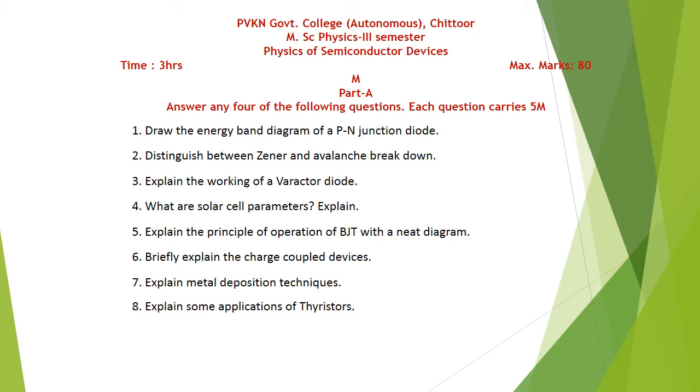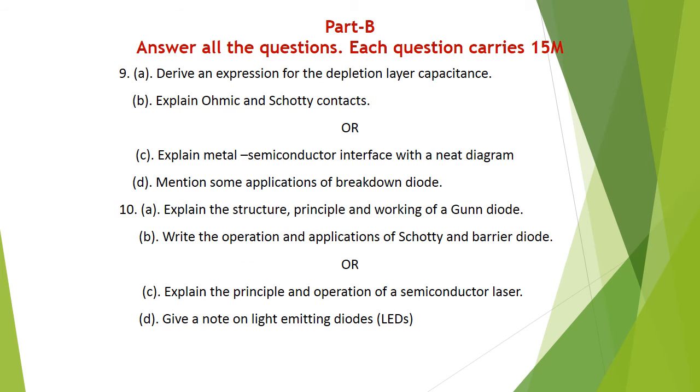In the model question paper there are 2 parts, part 1 and part 2. Part 1 has 8 questions and we have to attempt 4 questions. You can choose any 4 questions from these 8 questions. And in part B there are 4 questions, either A or B. It means A, B, C, D. It contains 4 questions or 2 questions.